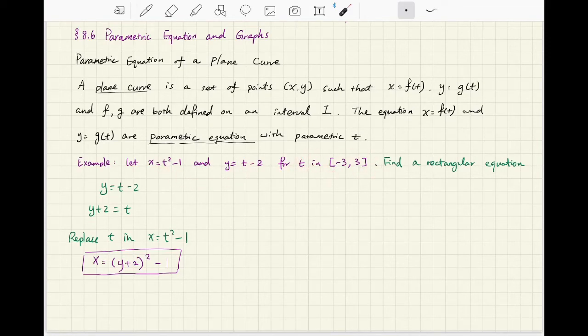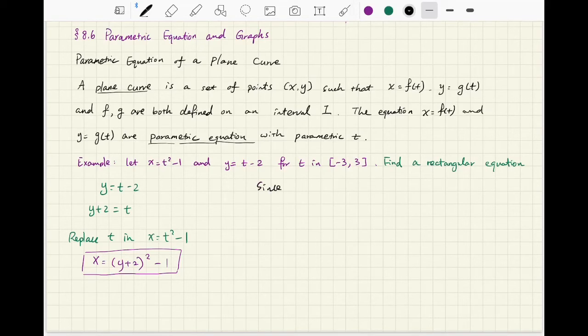Remember the graph we had from the previous one? The graph actually stops. It's not going to go to infinity. So we have to make sure the same graph is going to be produced even with the rectangular equation. That means I also need to have a restriction, for this case on x.